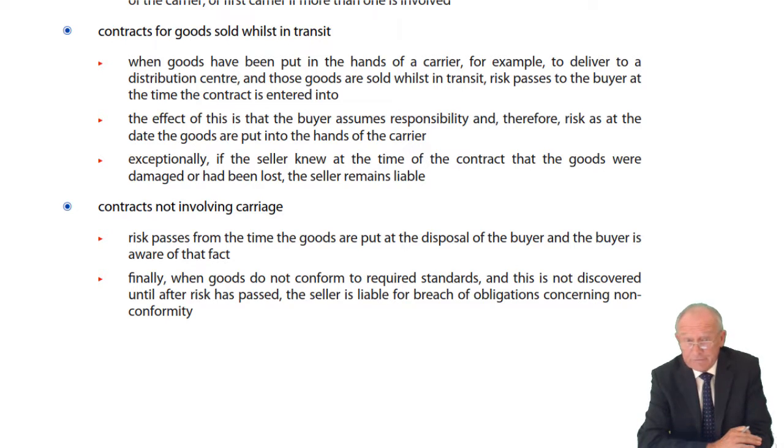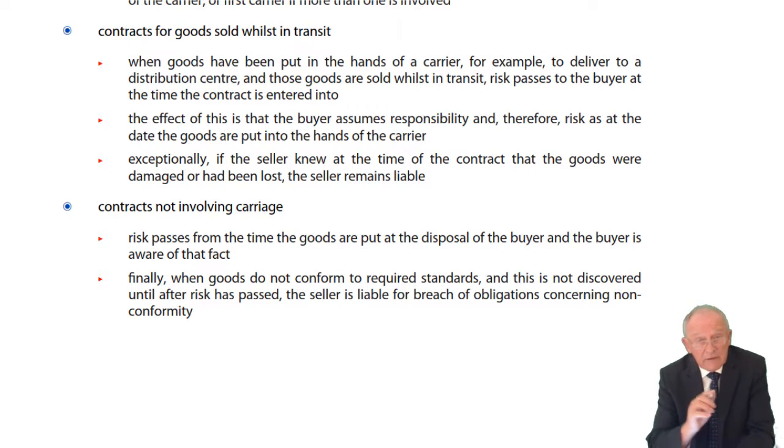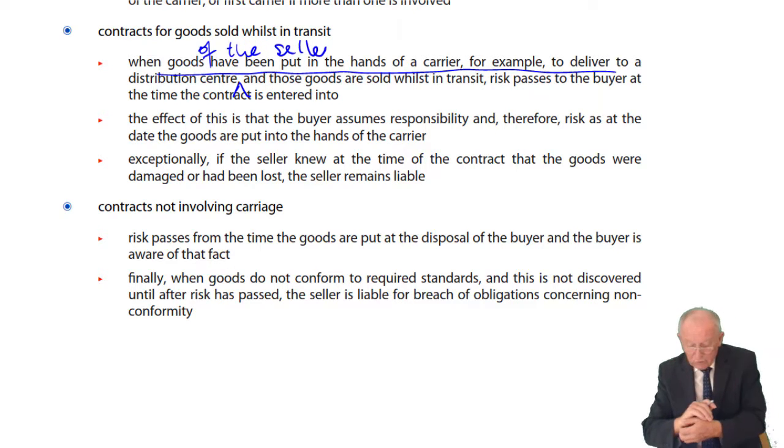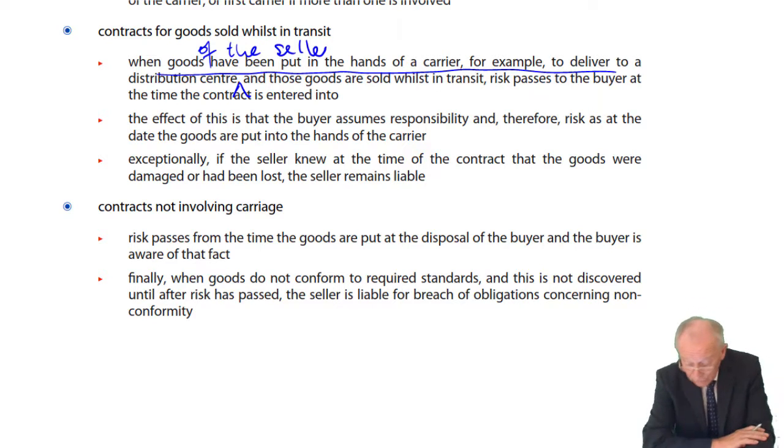And I say, well, yes, as a matter of fact, I do. They're actually on the way to my distribution point. But I can get them diverted. I can sell these to you whilst they are in transit. And that being the case, when I just make it a little bit more clear, put into the hands of a carrier, for example, to deliver to a distribution center of the seller, and those goods are sold whilst in transit on the way to my distribution center, then risk will pass to you at the time the contract is entered into.